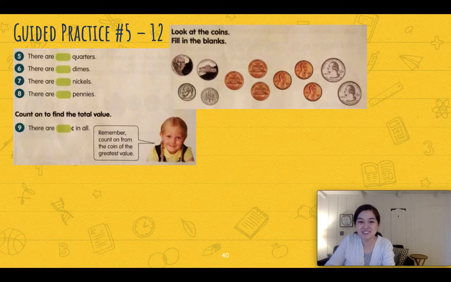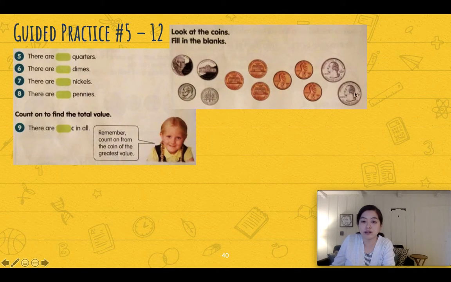Hi, how are you? Okay, let's look at numbers 5 through 9 first. So we have to look at the coins and fill in the blanks, okay? Which ones are the biggest? Which ones are the quarters? They're the biggest ones, right?